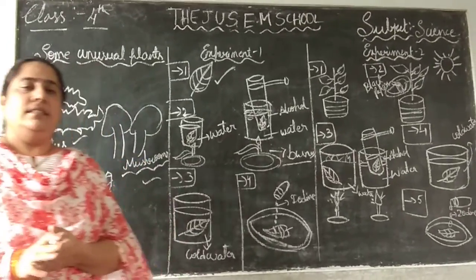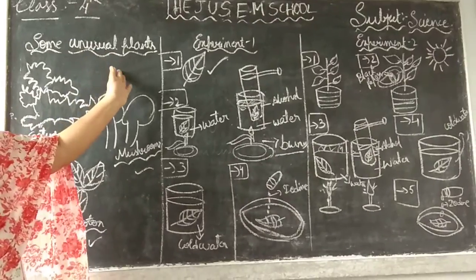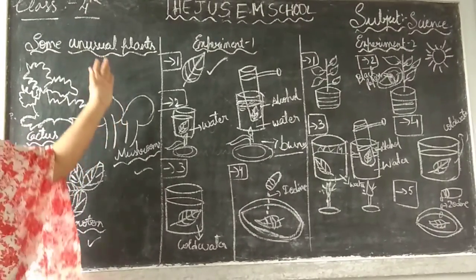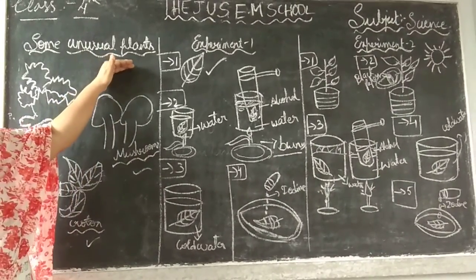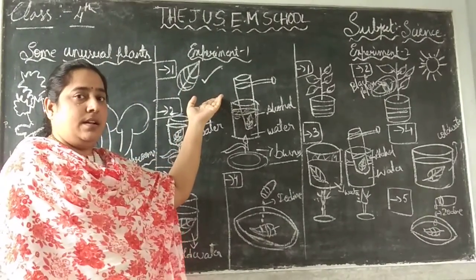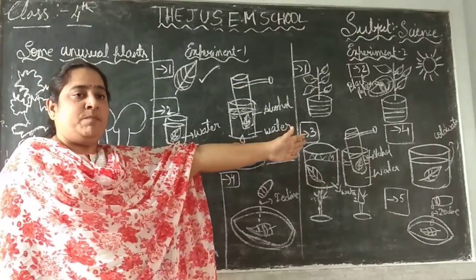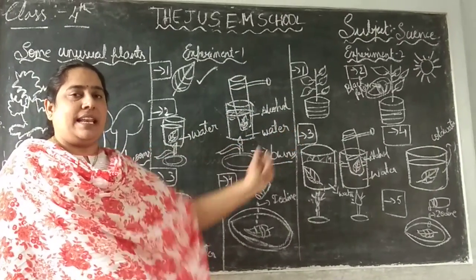Okay children, today we have understood about some unusual plants and the process by which they get their food, then from experiment 1 about the starch, and from experiment 2 that photosynthesis needs sunlight.